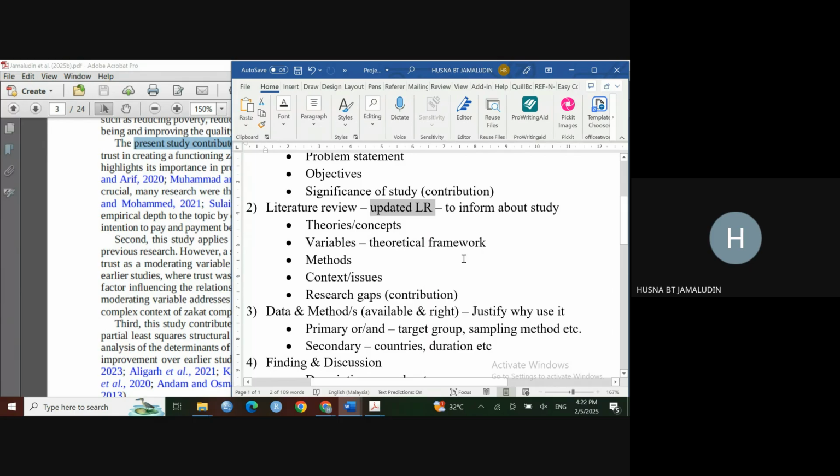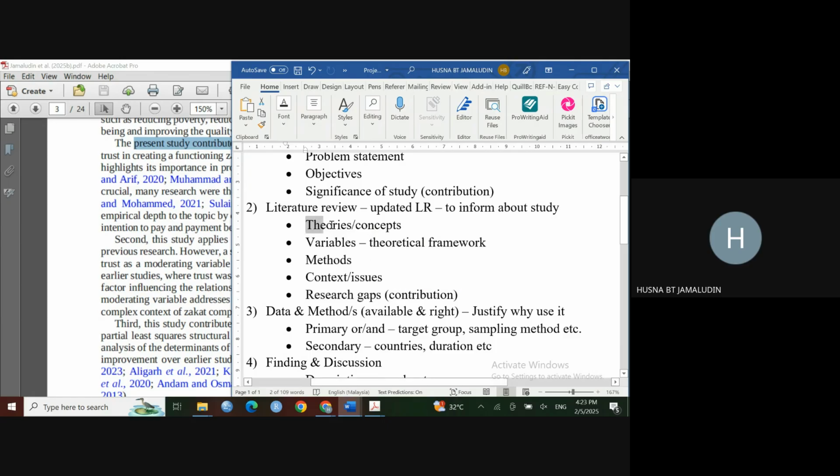So under literature review, you can review the theory or concept. You can review the variables that you want to use in your equation. You can review the method that you want to use, because sometimes when you want to study a particular topic, some studies use OLS, ordinary least squares. Some use a different method. So you may want to review what types of methods are actually relevant to your data. And some will review the context or issue. All the review has the objective to find the research gap, to find what you can contribute, what is missing, what is the hole in the current study.